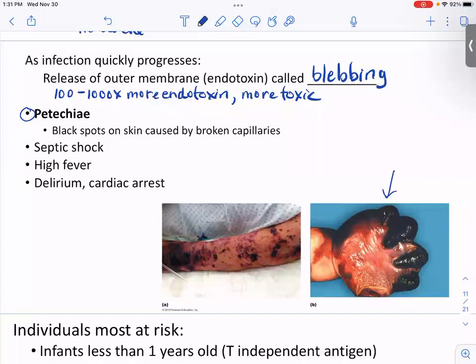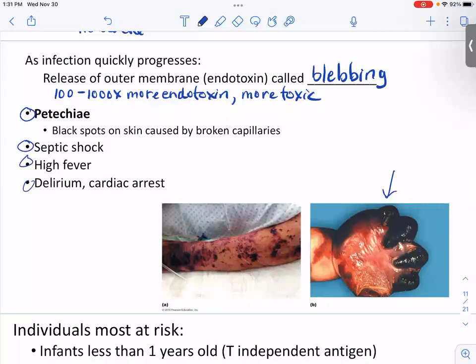Again, the inflammation can cause the blood pressure to go way down and cause the patient to go into shock. All the organs start to shut down. High fevers, delirium, cardiac arrest, coma before death.